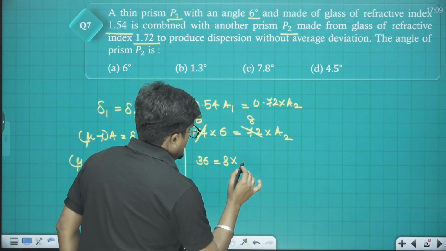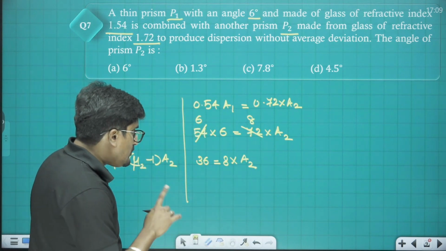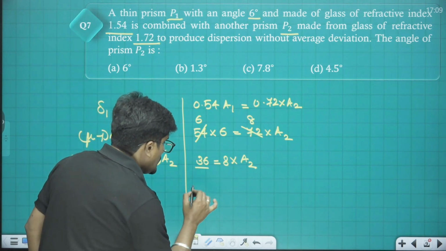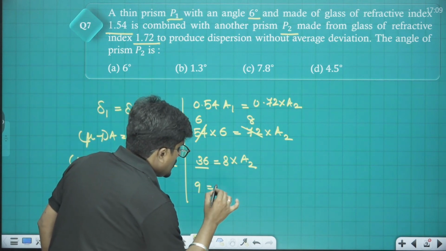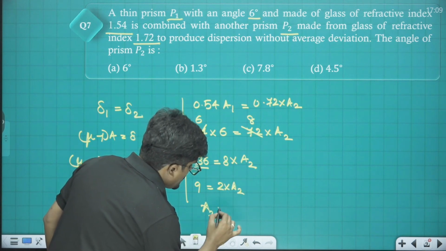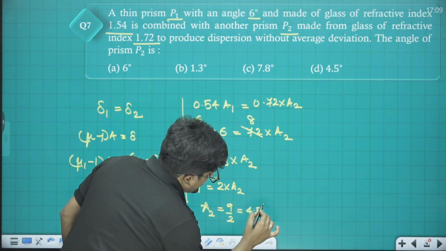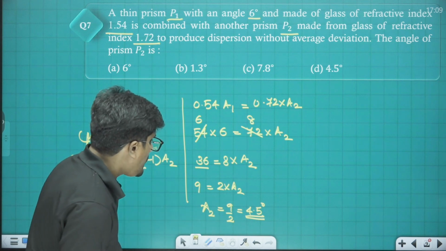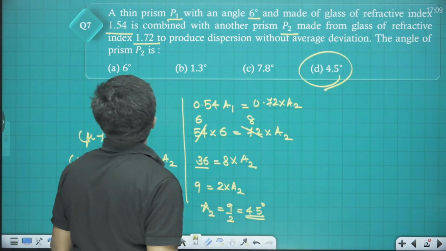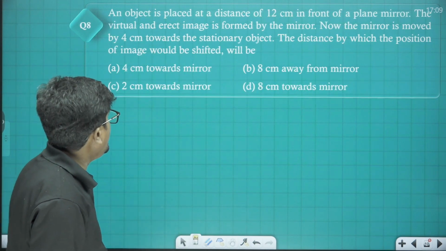8 into A2. If I divide by 4 on both the sides, here this is going to be 9, and here this is going to be 2 into A2. From here I can say that A2 is equal to 9 by 2, that means 4.5 degree. 4.5 degree, which means option D must be the correct answer in this case. All right, moving to the next, that is question number 8.